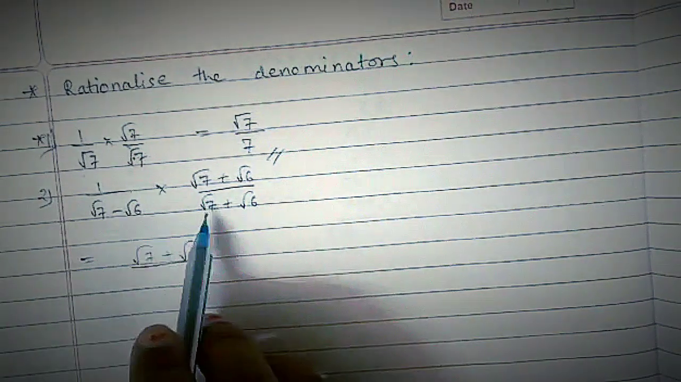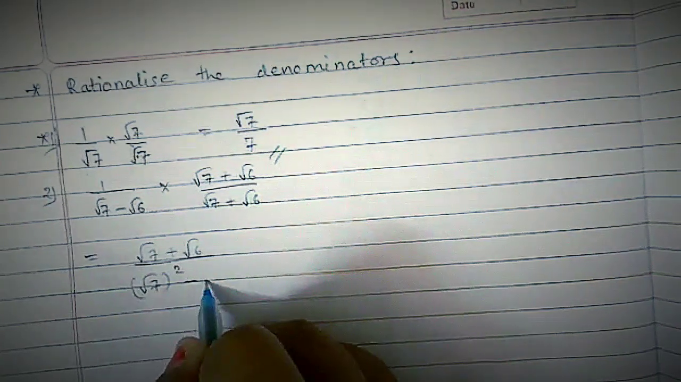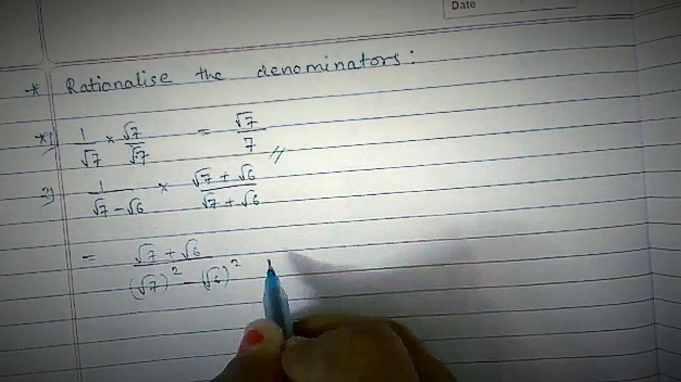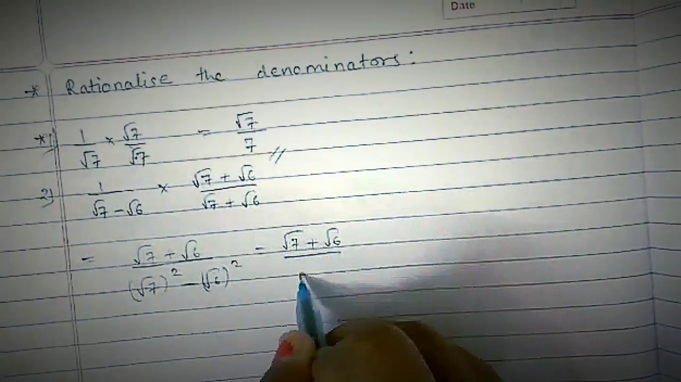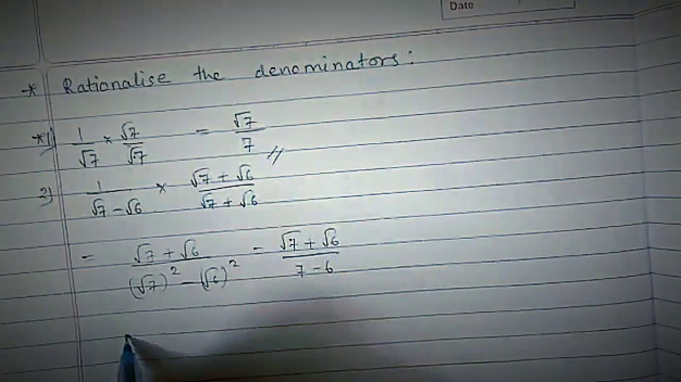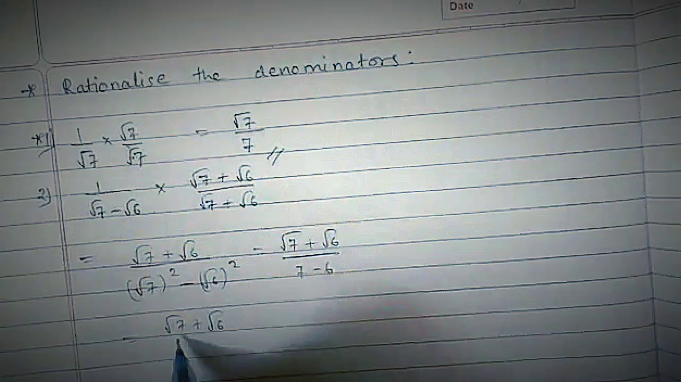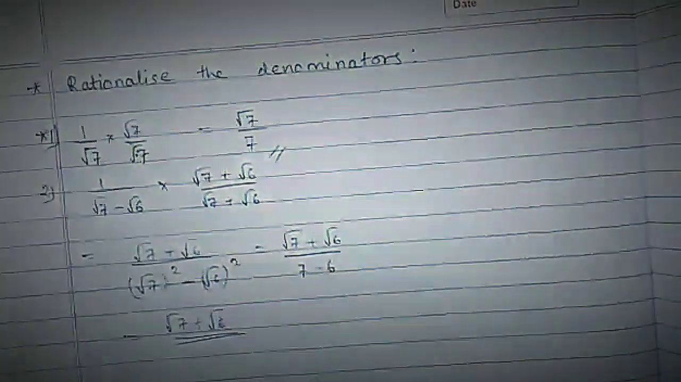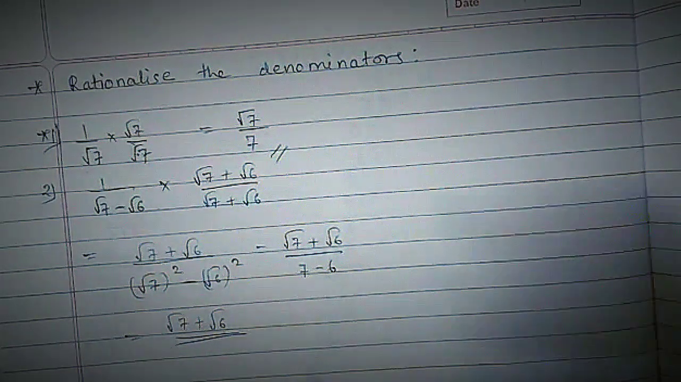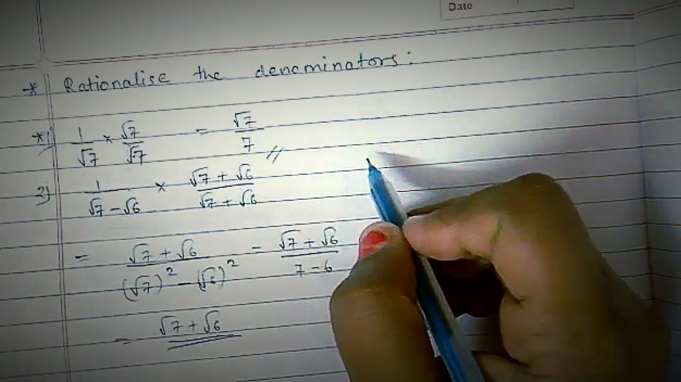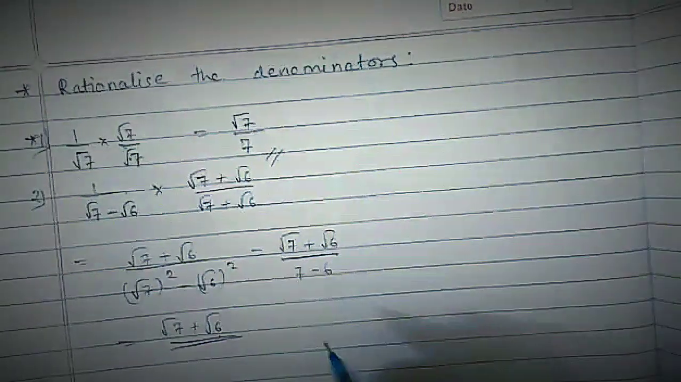Denominator will be a minus b into a plus b. So this will become root 7 the whole square minus root 6 the whole square, which is 7 minus 6. So root 7 plus root 6 whole divided by 7 minus 6. And so your answer is root 7 plus root 6 by 1, that is itself. Okay. So this is after rationalizing the denominator, whatever term we are getting. Same way we can obtain the rationalizing factors of others also.